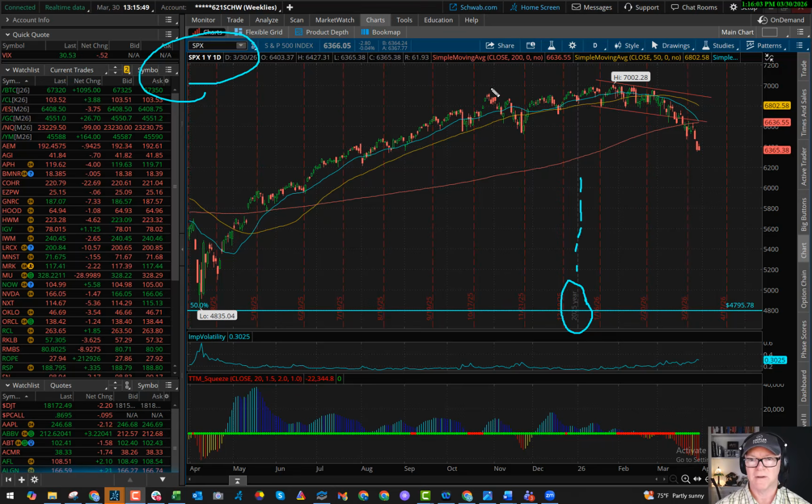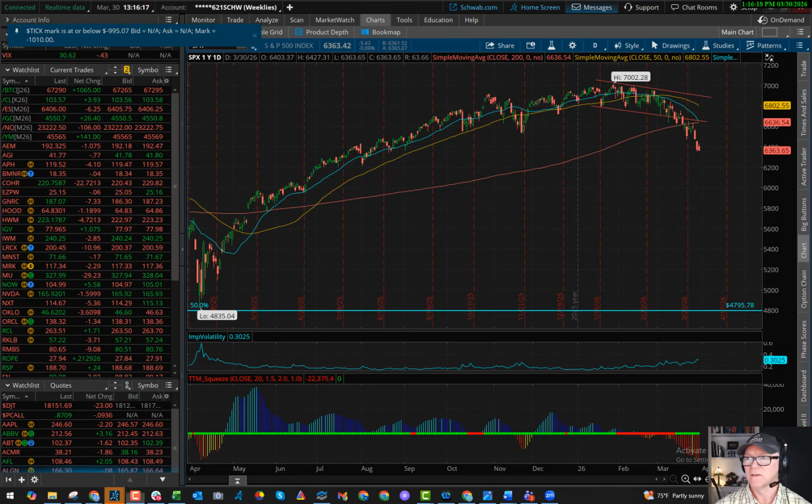Now you can see we kind of started flatlining into the end of the year and then started rolling over, and we got in this channel here, lower lows, lower highs, lower lows, lower highs. And you can tell when we broke here, this started accelerating to the downside.